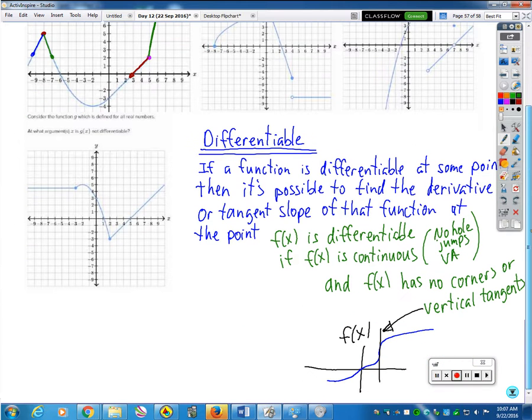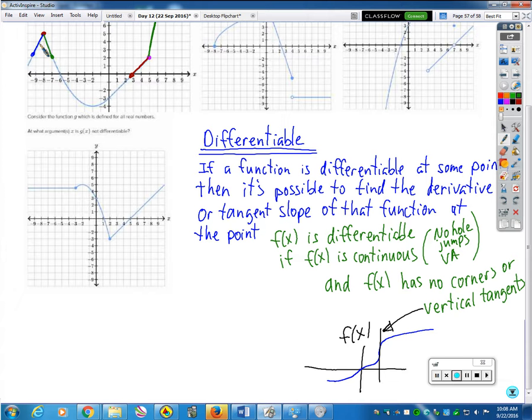So we've identified that the function is definitely continuous there, but to be differentiable, you also cannot have what's called a corner or a vertical tangent. Landon said it really well earlier today. This is called a corner because on one side, the slope is very different than on the other side. The slope doesn't converge to a single value. The slope changes abruptly, changes suddenly, dramatically.